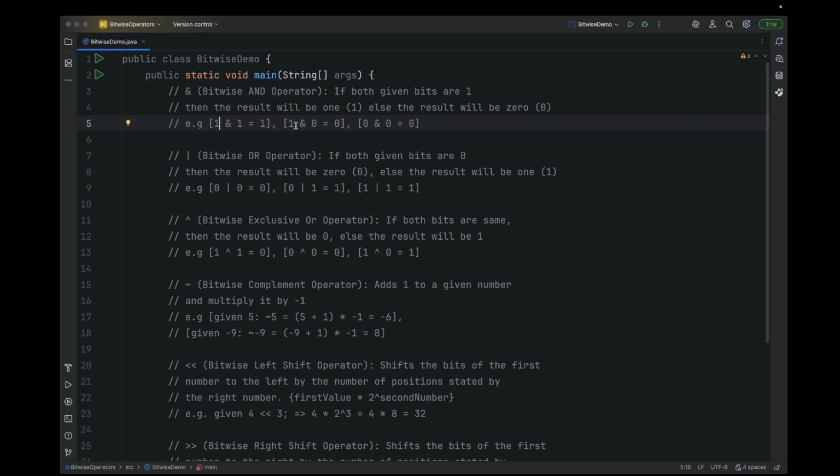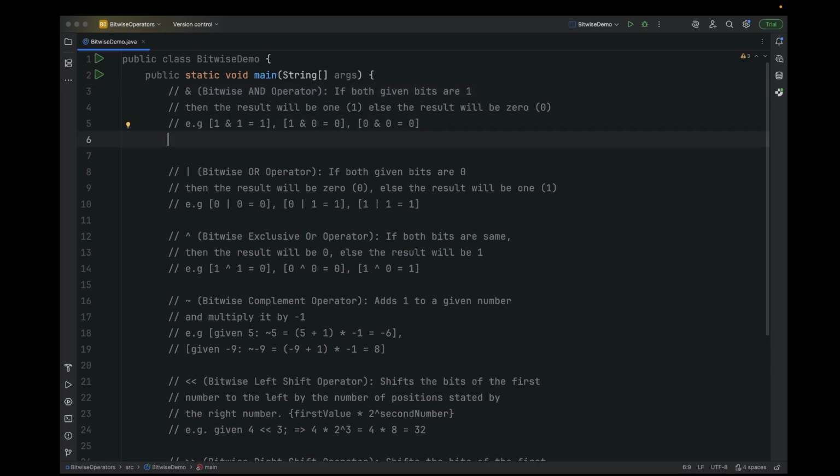Now check here. We are given two bits, 1 and 0. The two bits here are not both 1, meaning 1 AND 0 will give us 0 instead. The same applies to 0 AND 0. It will also give us 0 because the definition says if both given bits are 1, then the result will be 1. So for example, let's test run it now.